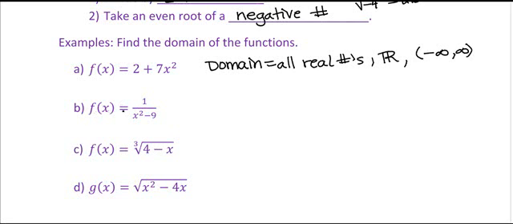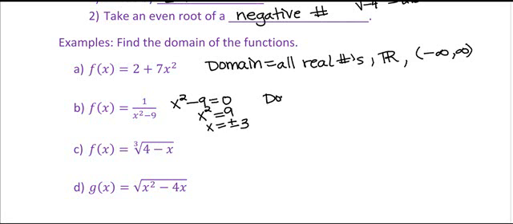Now what about f of x is equal to 1 over x squared minus 9? Well, here we have a fraction to deal with, so we have to exclude any values that make the denominator 0. So we would have to think about where x squared minus 9 is equal to 0, and pull out all of your solving equations skills. So you'd have to solve a quadratic. We can solve this by the square root property. x squared is equal to 9, where x is equal to plus or minus the square root of 9, which would be plus or minus 3.